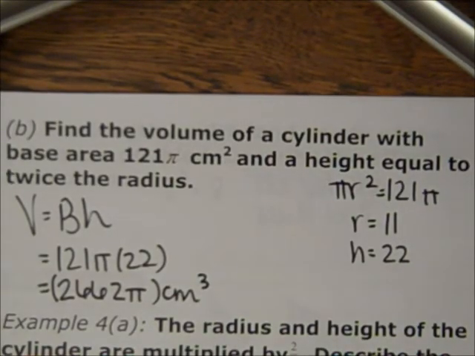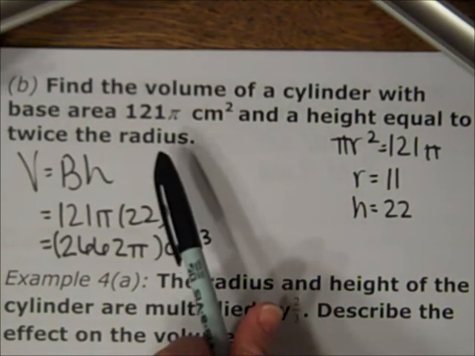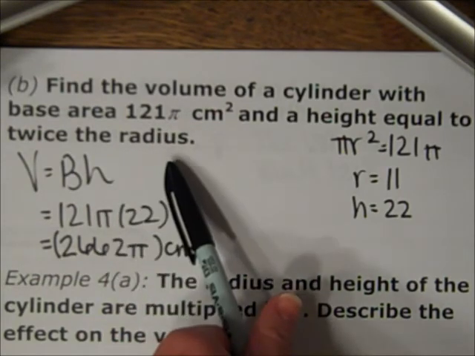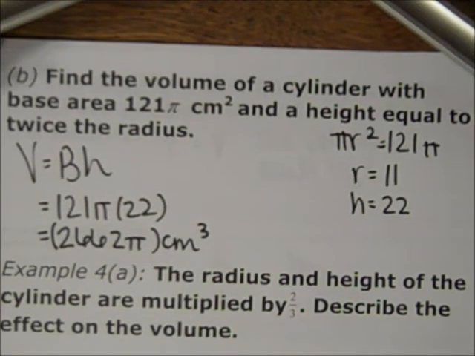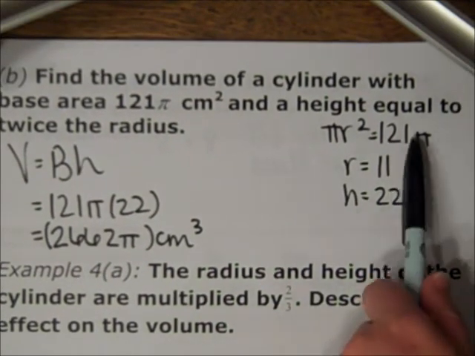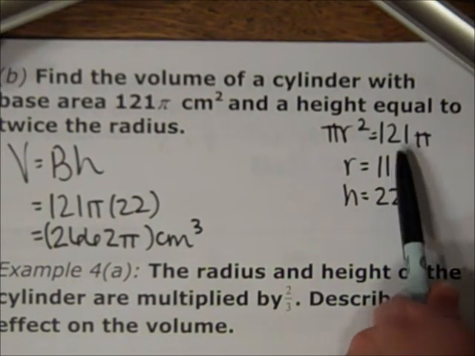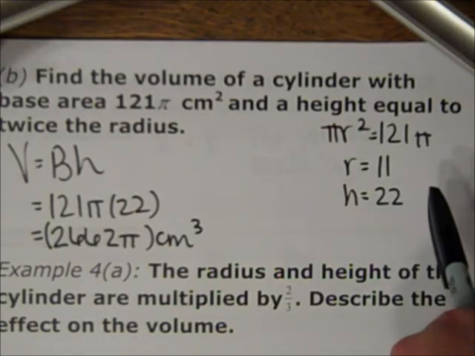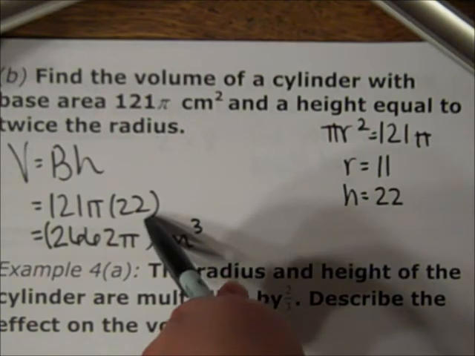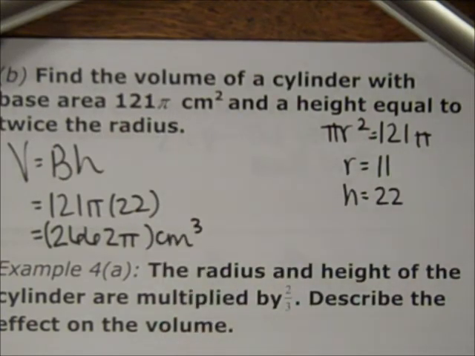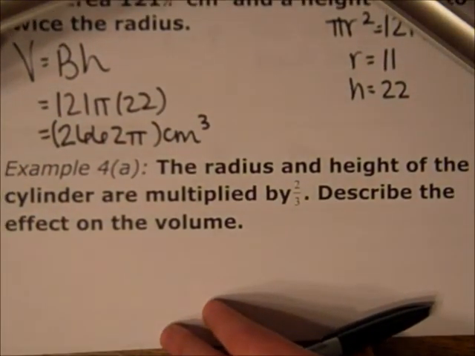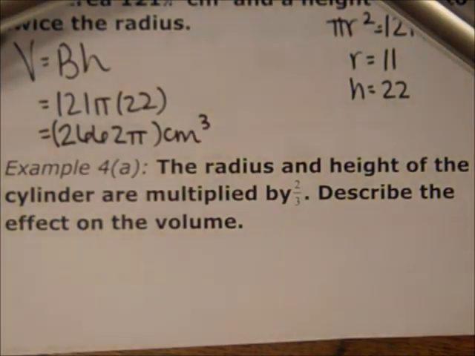Okay, this one you had to do a little bit of work. It was easy up front because they gave you area of the base. So they gave you big B. But in order to find the height, we had to go ahead and find radius anyway. So we set that equal to pi r squared to figure out the radius was 11. And if the radius is 11, then the height must be 22. Then we can go back over here and plug that in. 2662 pi centimeters cubed.